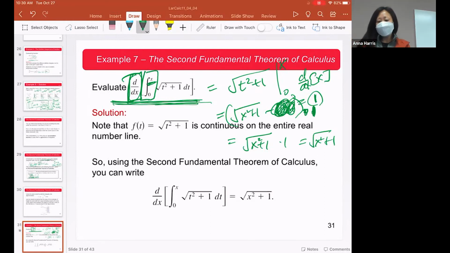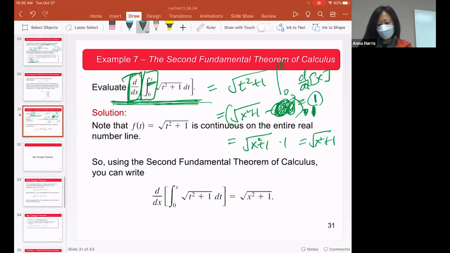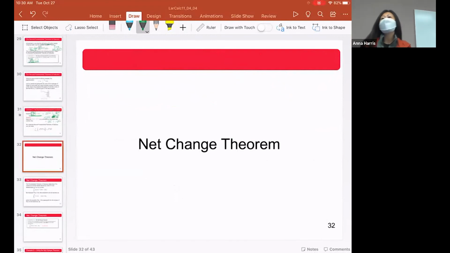All right, any questions so far? Is everybody good with the second fundamental theorem of calculus? All right, so now let's look at the net change. Net change theorem is just like the first fundamental theorem of calculus.